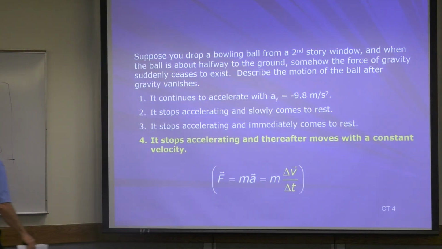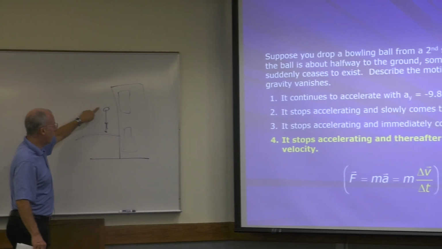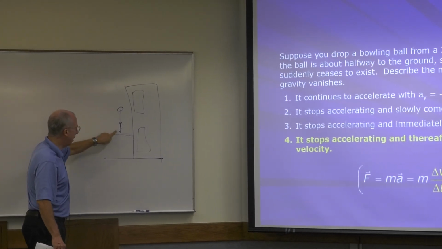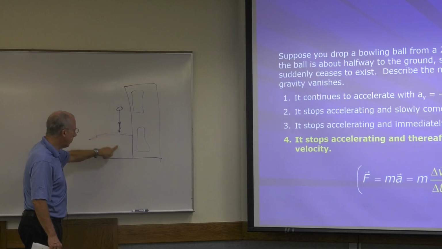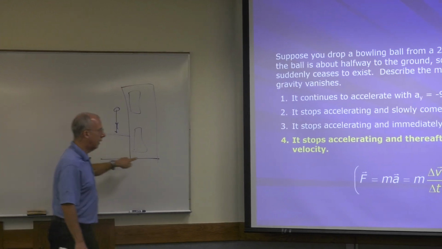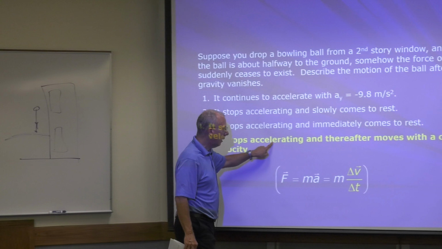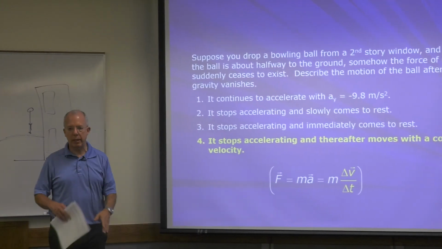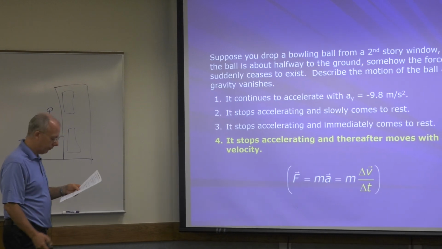I mean, here, it's accelerating with the acceleration due to gravity, right? A sub y equals minus g. So here it's accelerating because there's gravity. There's no gravity here, so it's not accelerating. So it stops accelerating and thereafter moves with a constant velocity, constant speed, constant direction.